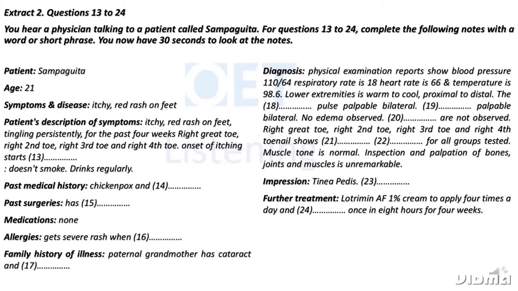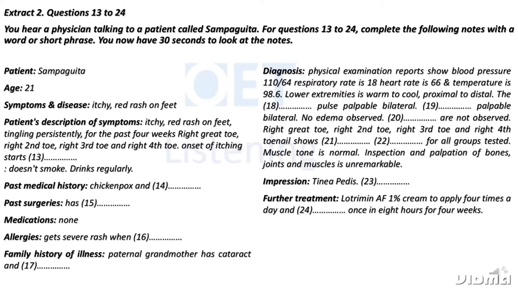Exactly on which part of your foot are you getting this problem? Right great toe, right second toe, right third toe, and right fourth toe. Often the onset of itching starts after removing sweaty socks. Do you drink or smoke? I do not smoke, but I do drink. Have you had any diseases in the past? Well, I had chicken pox and frequent ear infections.